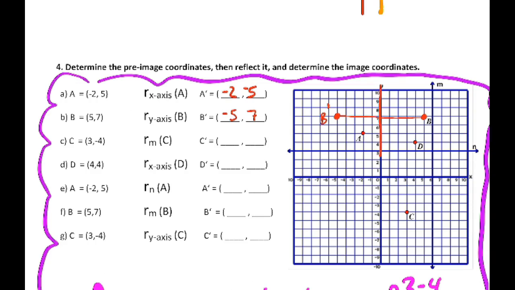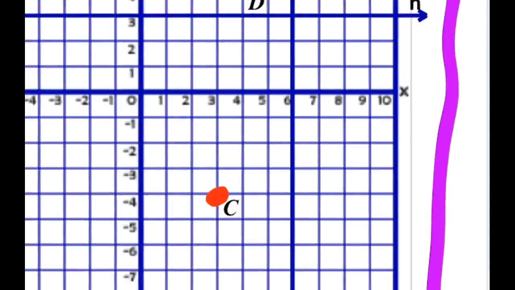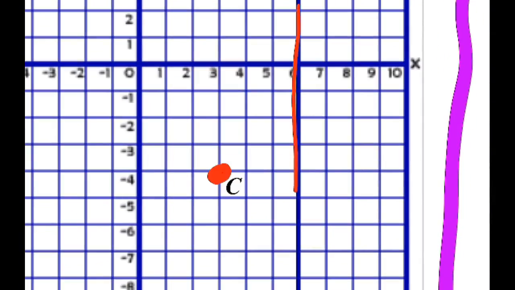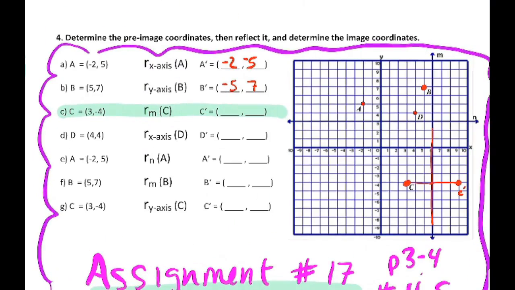Now I'll do one more from this section because it's a little bit different. You're taking point C, which is (3, -4), right down here, and you're reflecting it over line M. Line M is not an axis, it's this line. 1, 2, 3. There's C prime, (9, -4). No pattern there from pre-image to image because it wasn't an axis. It was a random line at x equals 6, which we called line M.